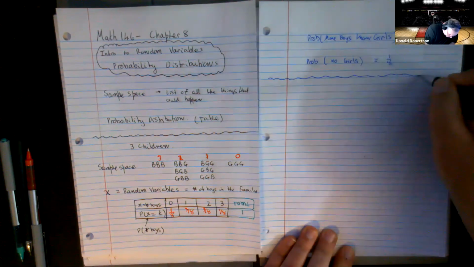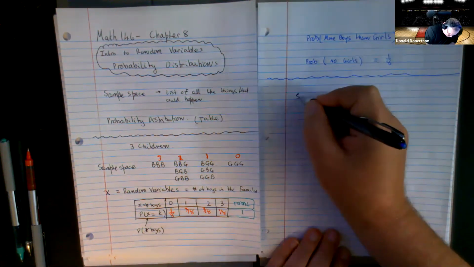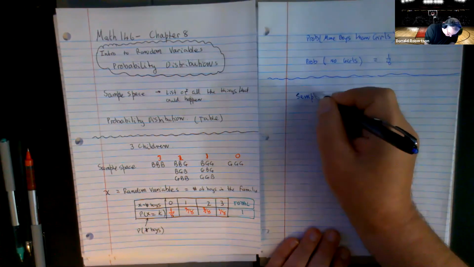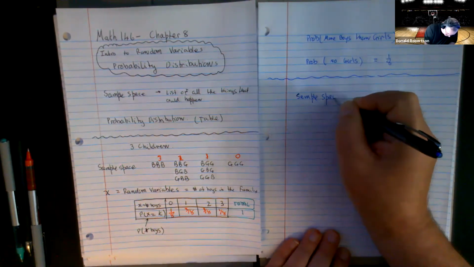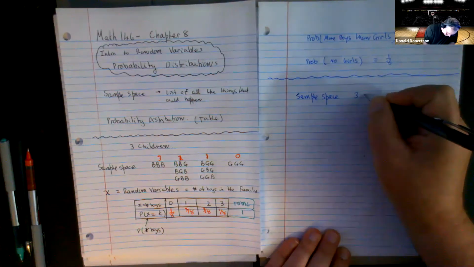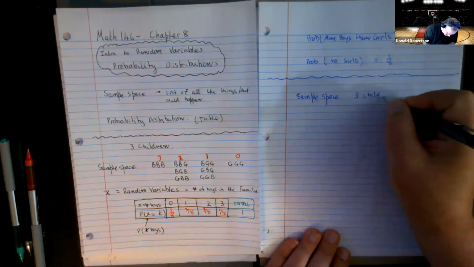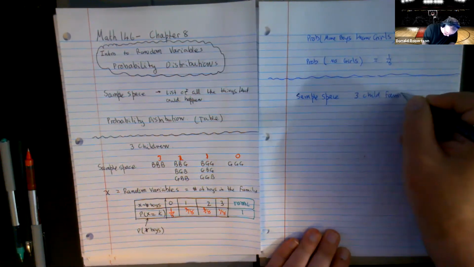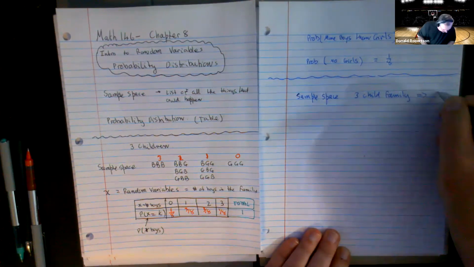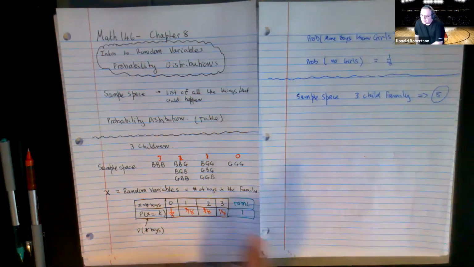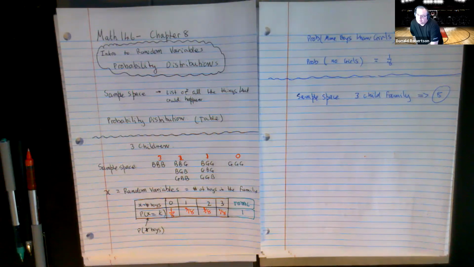Now, back to the sample space. When it was a 3-child family, there were 8 things in the sample space, right? It would be nice, wouldn't it, if we could figure out how many things are in the sample space so that we know when we found them all and we can stop looking, right?